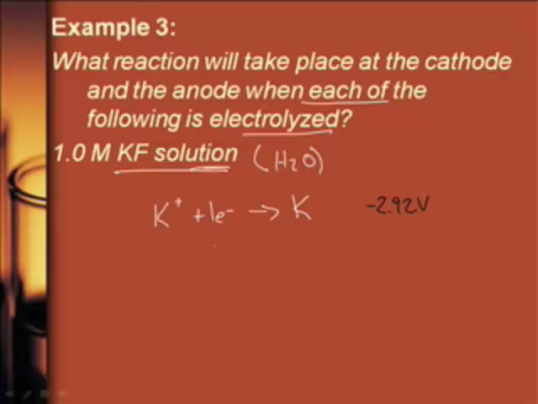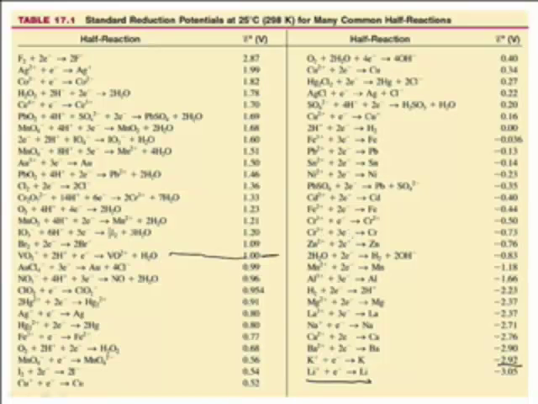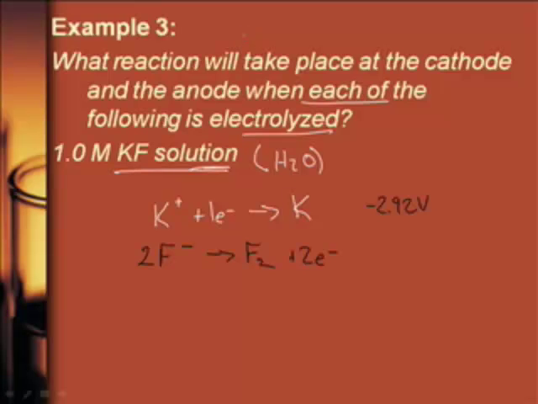The second reaction we have: F negative can turn into F2, and that's 2 F negatives, and then you'll have 2 electrons. If we go back to our table, top left corner, that's going to be 2.87, but since we're flipping it, negative 2.87 volts. But there are 2 other reactions that are key.